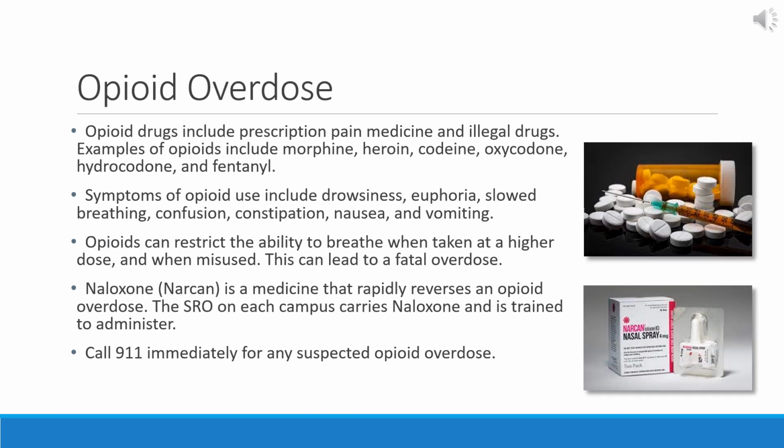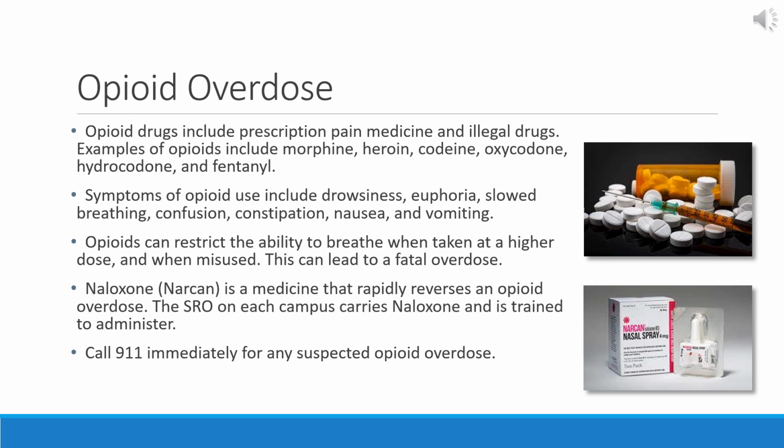Opioid drugs include prescription pain medicine and illegal drugs. Examples of opioids include morphine, heroin, codeine, oxycodone, hydrocodone, and fentanyl. Symptoms of opioid use include drowsiness, euphoria, slowed breathing, confusion, constipation, nausea, and vomiting. Opioids can restrict the ability to breathe when taken at a higher dose or when misused. This can lead to a fatal overdose.